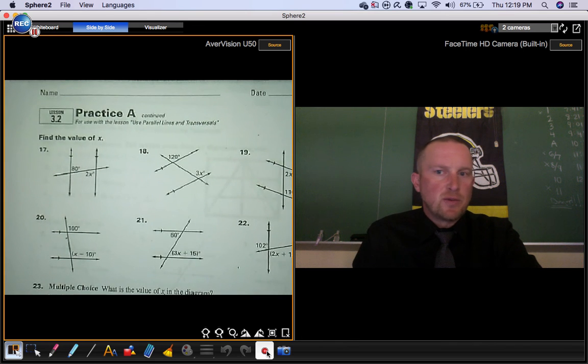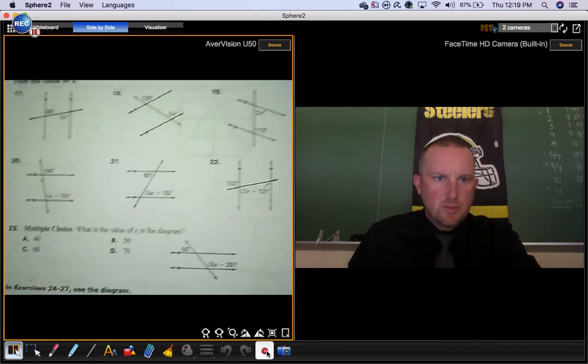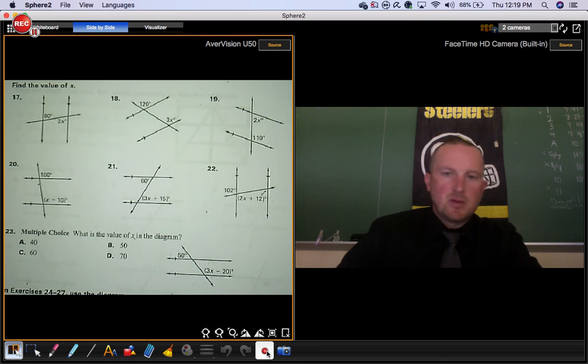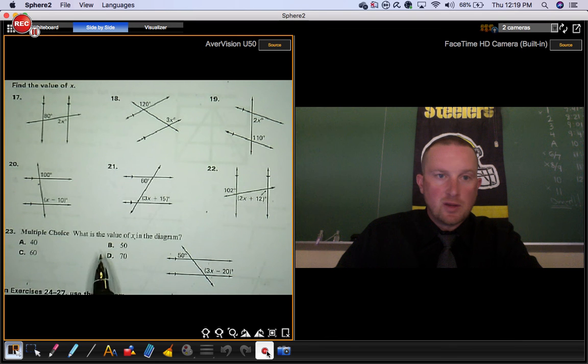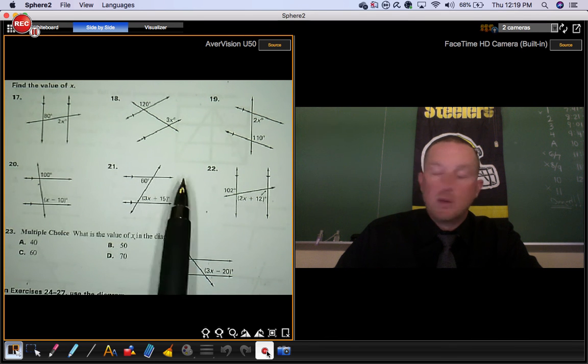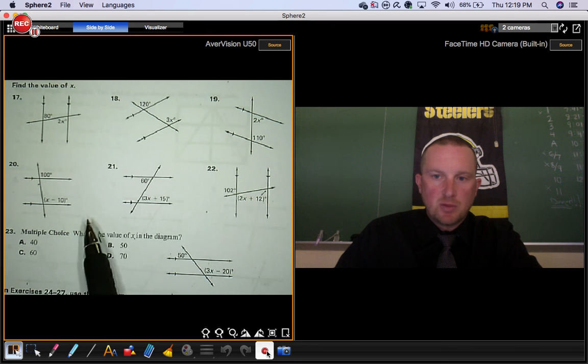It's practice A for section 3.2. This is the back of the worksheet. It's the same type of problem. You have two parallel lines and a transversal in every single one of these. The parallel lines are important. If they weren't there, you wouldn't be able to do these problems.